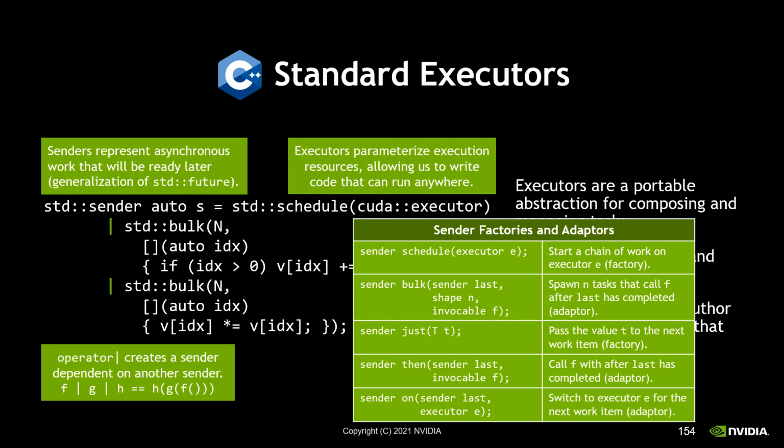Sender adapters are pipeable, just like range adapters. The expression on the right-hand side of a pipe is a partially applied sender adapter. It produces a new sender that depends on the sender on the left-hand side of the pipe. The semantics of the pipe operator for sender adapters are very similar to pipes in shell scripts.